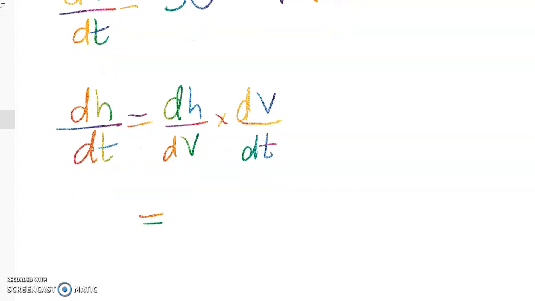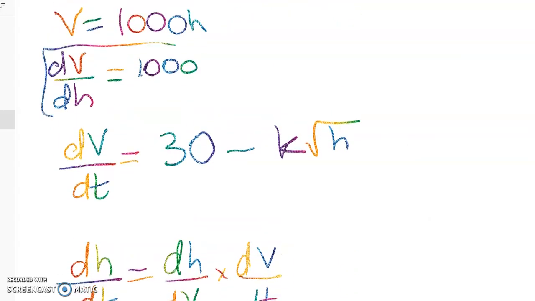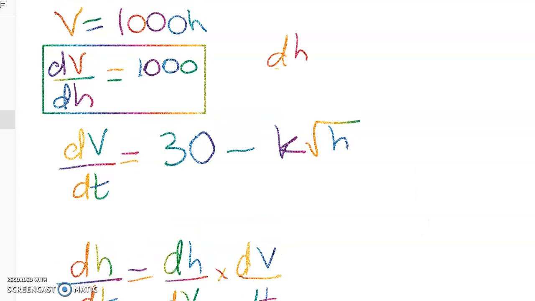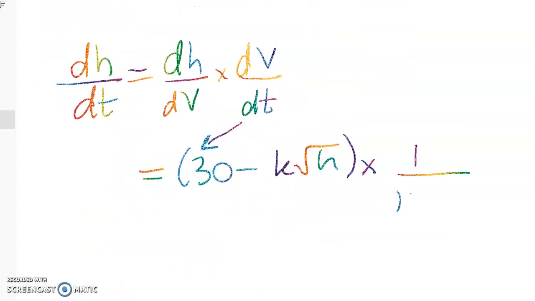Okay, so dh by dt is going to equal 30 minus k root h times, that's the dV by dt part. Now, dV by dh was 1,000, so dh by dV is the reciprocal, which is 1 over 1,000. So that's what we're starting with.